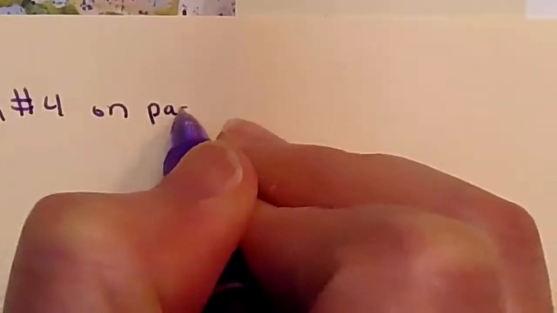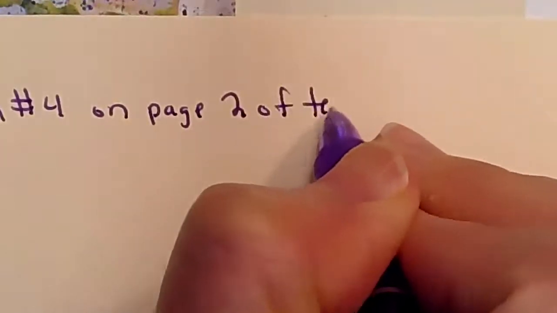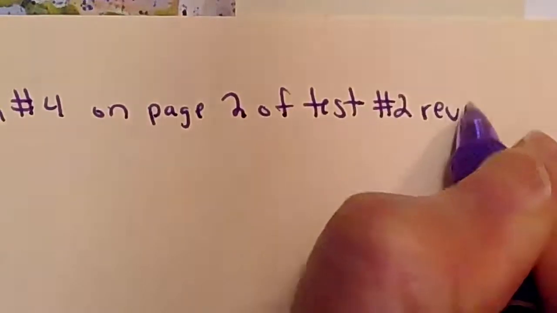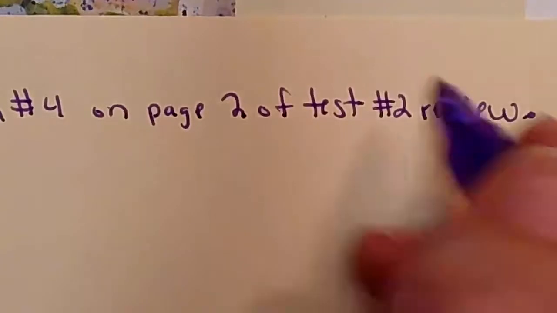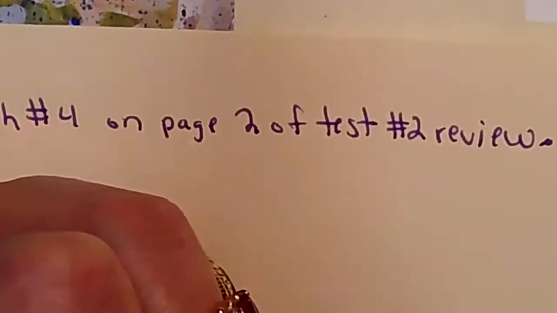So you can add this one to your sheet because I don't think we have room anywhere else to do it. Let me see if I go to the first page. Yeah, I don't, but the second page. Yeah. So just go ahead and add this to your sheet and include that with your work. That'd be fine. And because we're doing this on the review, this is an example to back up number 4 on page 2 of your test number 2 review. Okay, so it says letter.